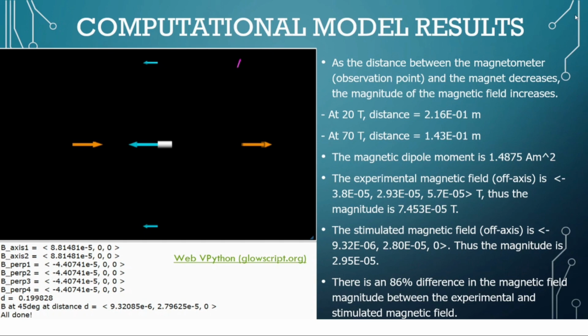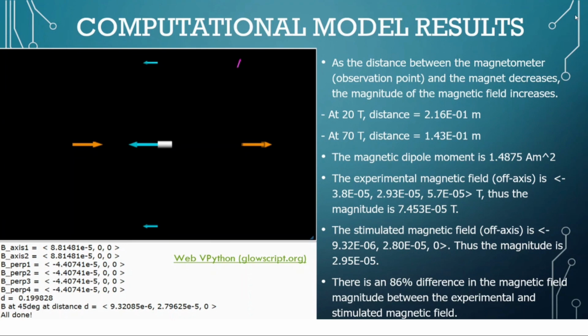The magnetic dipole moment is 1.4875 amperes squared, and the experimental magnetic field off-axis is 3.8 e negative 5, 2.93 e negative 5, and 5.7 e negative 5 teslas. Thus, the magnitude is 7.453 e negative 5 teslas. The simulated magnetic field off-axis is 9.32 e negative 6, 2.80 e negative 5, 0. Thus, the magnitude is 2.95 e negative 5.